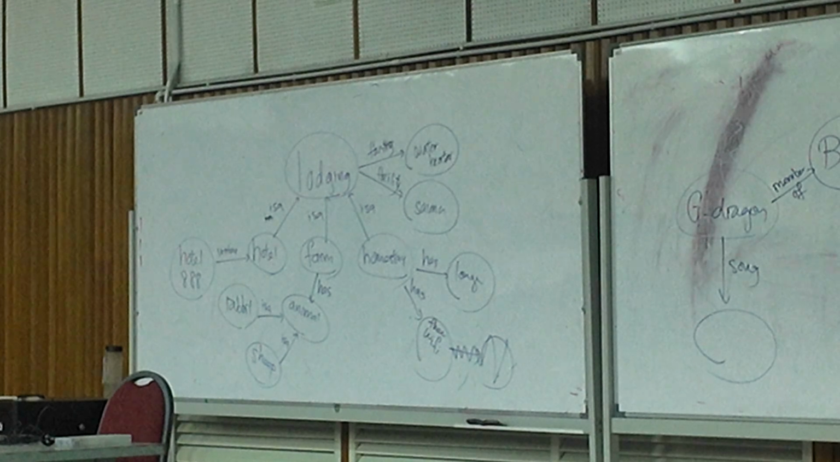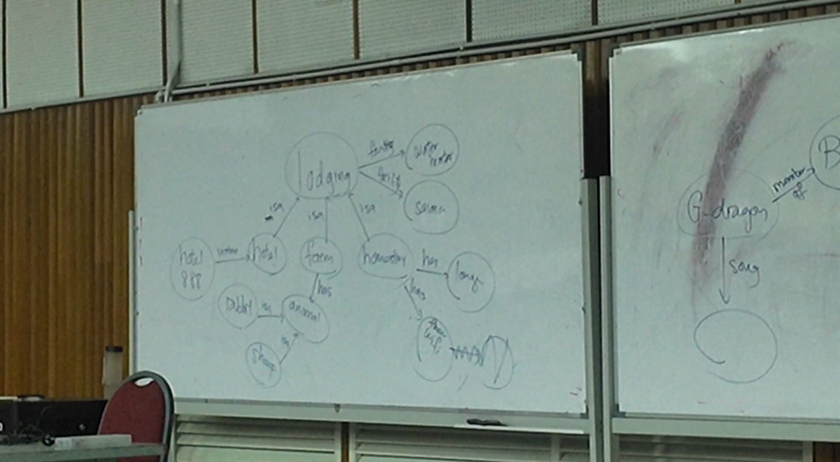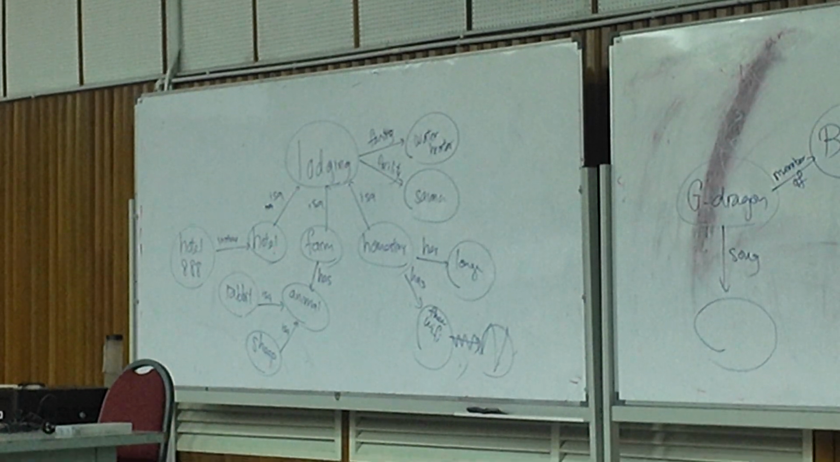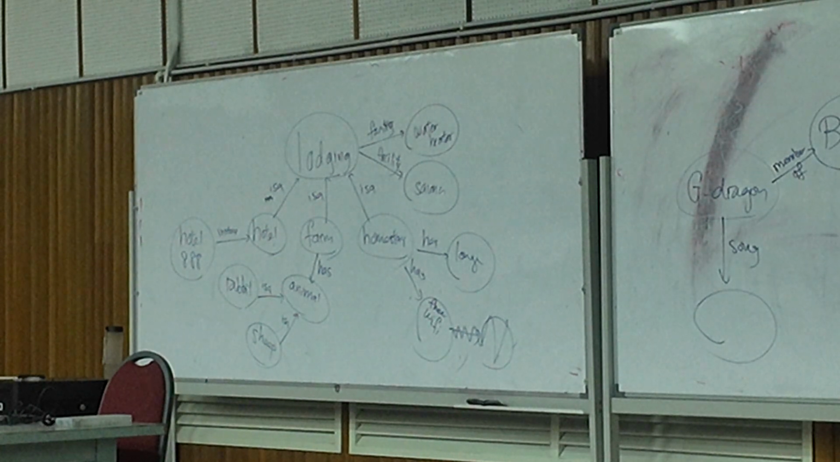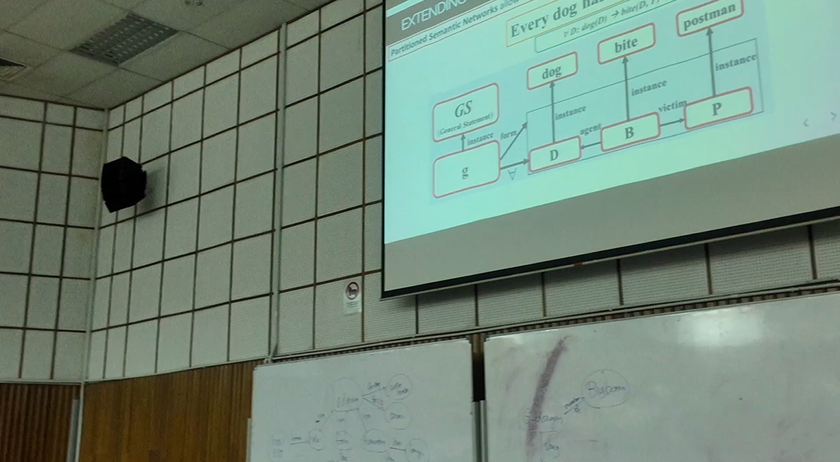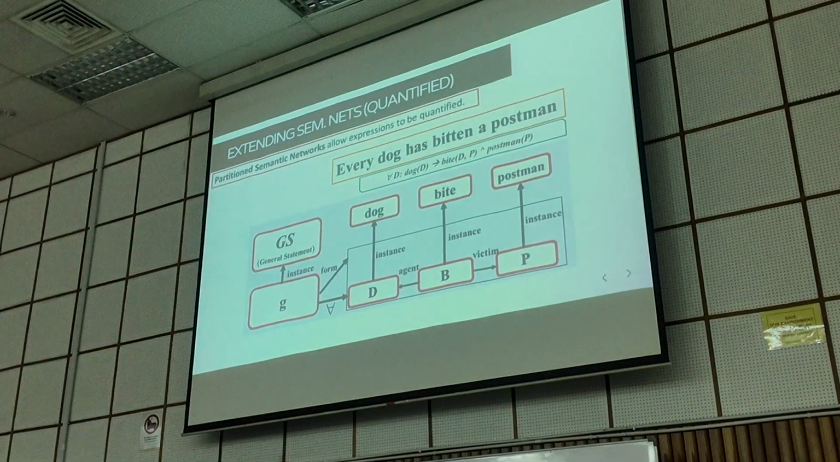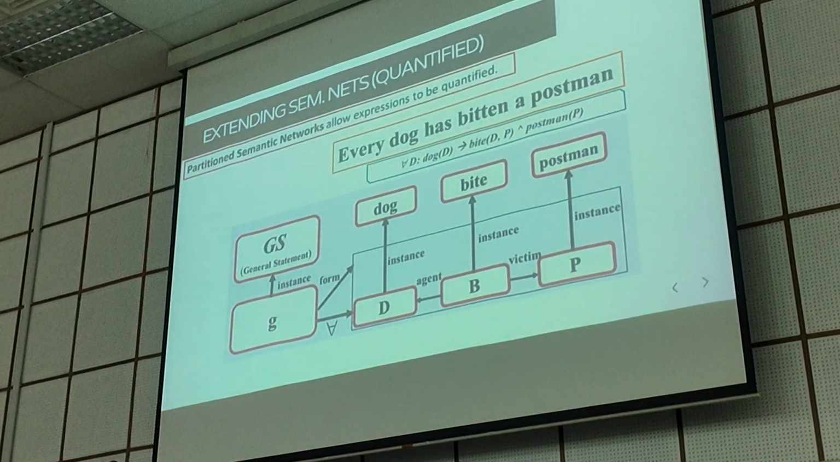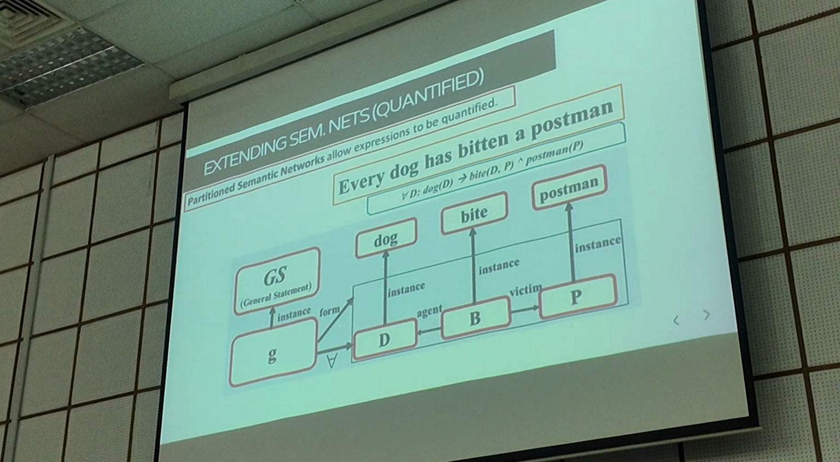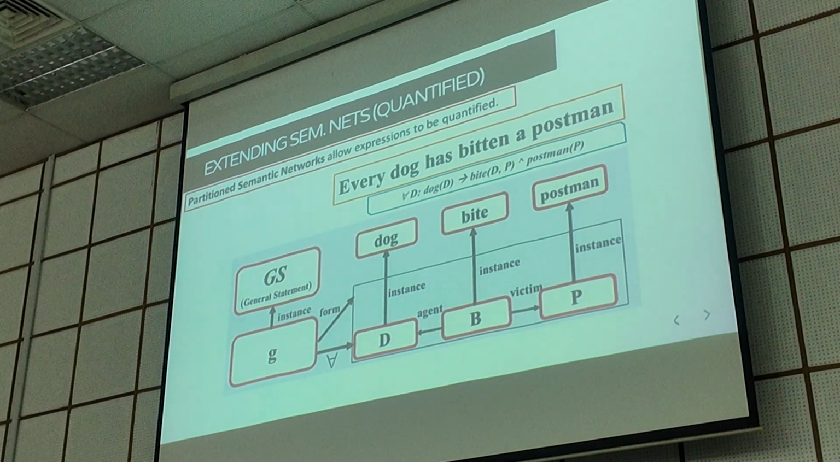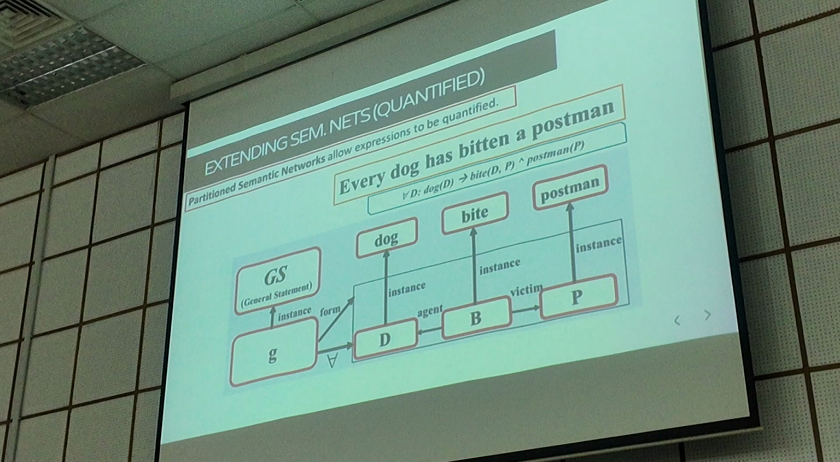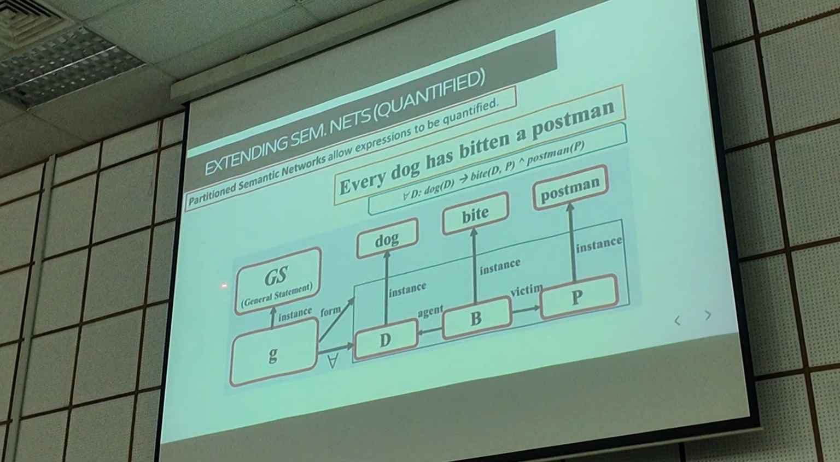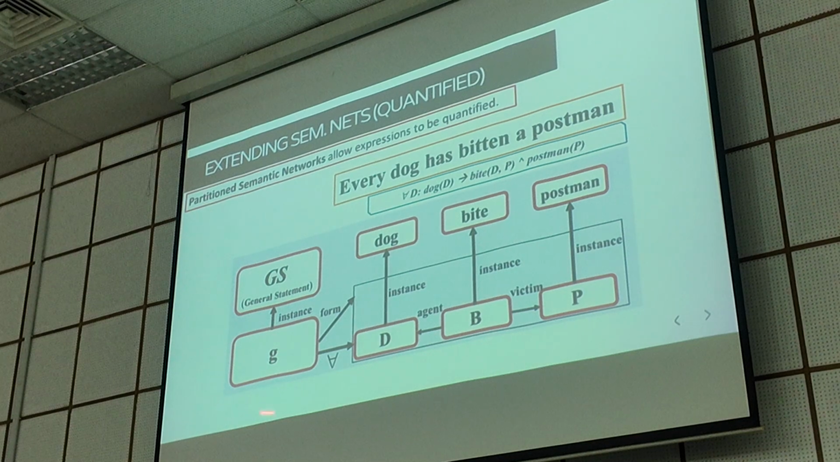Okay, so this is another way where we represent a sentence with a quantifier. What do we mean by quantifier? A quantifier is where you have words like, for example, every dog, some dog. So this is known as a quantifier. When you have a quantifier here, you have to use partitioned semantic networks. What are partitioned semantic networks? You have multiple semantic networks combined together to give you a full semantic network here.